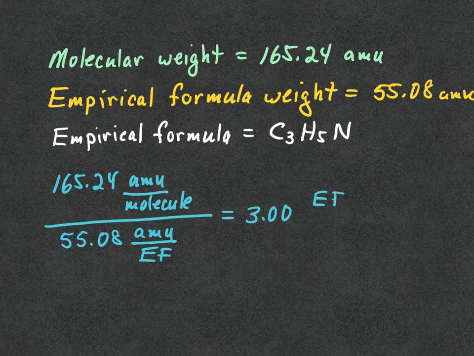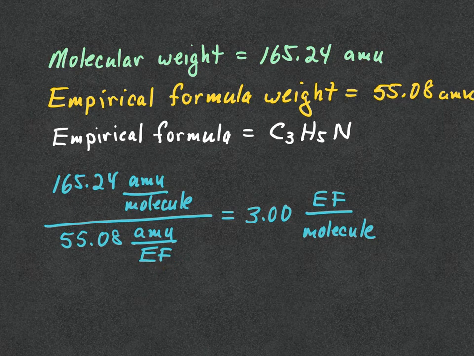empirical formulas per molecule when our units cancel, right? When we divide, we invert and multiply, so the empirical formula ends up in the numerator. The atomic mass units divide out. Since we're dividing here, this ends up in the denominator, so we get this many empirical formulas to make a molecule, right?